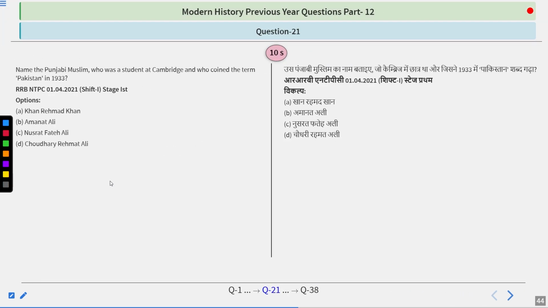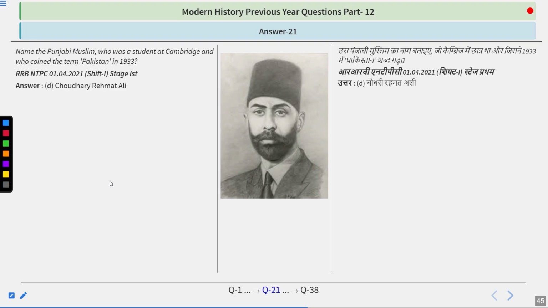Name the Punjabi Muslim who was a student at Cambridge and who coined the term Pakistan in 1933. Khan Rahmat Khan, Amanat Ali, Nusrat Fateh Ali, or Chaudhry Rahmat Ali. So take your time. And this is a simple question. The answer is Chaudhry Rahmat Ali.